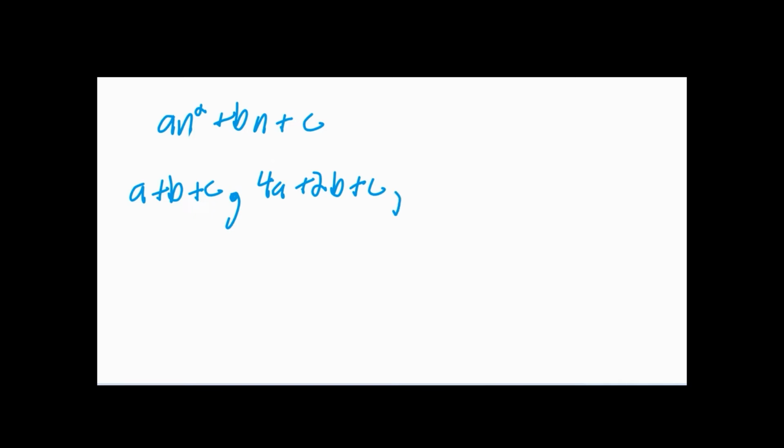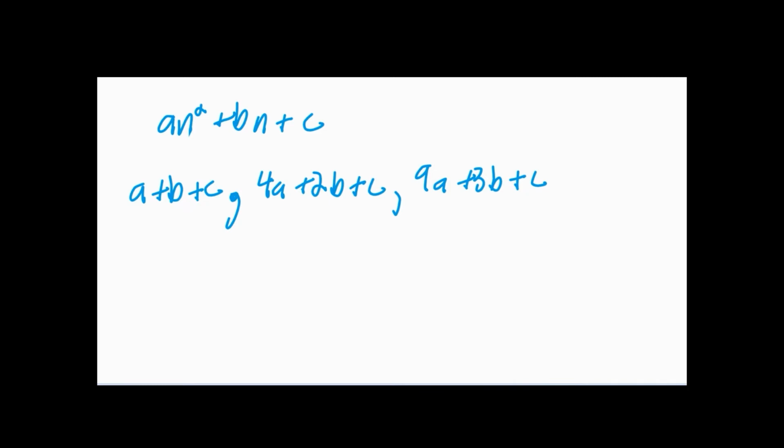The third term is when I plug in 3 for n. It'll be A times 3 squared. That's 9A. B times 3. That's 3B. And again, plus C. And I'll just stop with the first 3 terms, mainly because that's really all I need, and also I'm running out of space to write the fourth term.